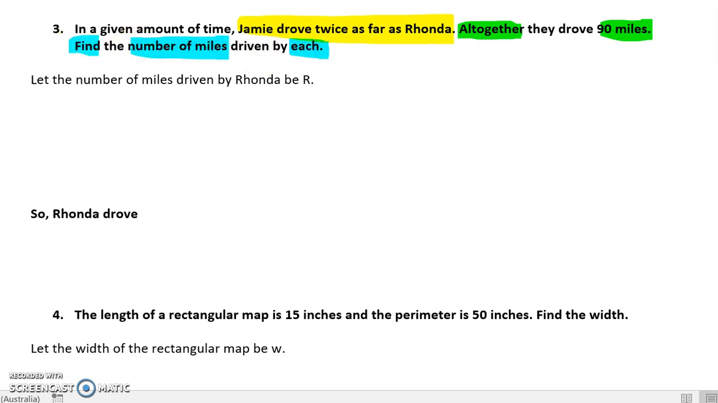Okay, so what I've done is I've highlighted the key components of the question. And I'm going to start off by letting the number of miles driven by Rhonda be R. Okay, so it says here in the yellow bit I've highlighted that Jamie drove twice as far as Rhonda. So I'm going to say that J is equal to 2 lots of R. It says altogether they drove 90 miles, so I'm going to go J plus R is equal to 90.